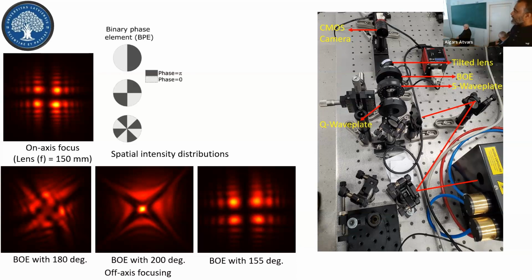Okay. So here I investigated the performance of the binary phase element in two different categories. One is on-axis focusing, one is off-axis focusing. So the first picture corresponds to the on-axis focusing. And what does it mean by off-axis focusing?